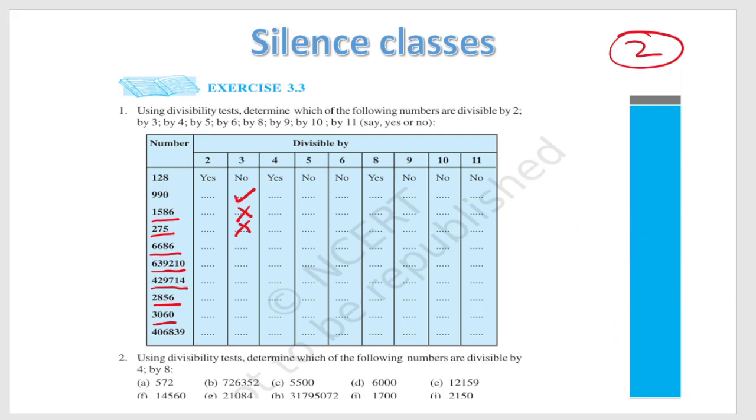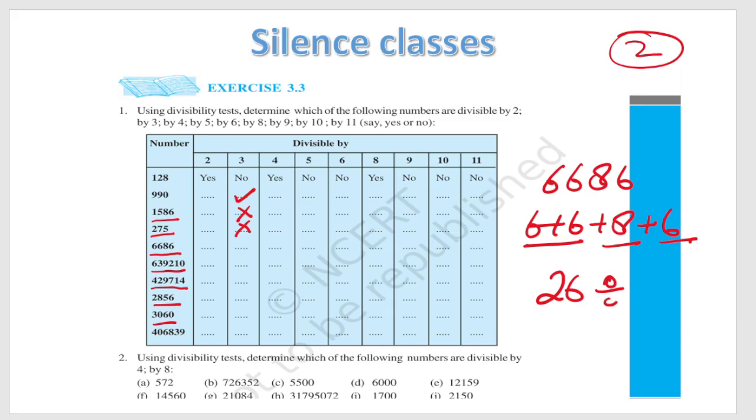The number is 6686. Let's add the number. 6 plus 6 plus 8 plus 6. 6 plus 6 is 12, plus 6 is 18, 18 plus 8 is 26, and should 26 be divisible by 3? No, it is not divisible by 3. So this number is also not divisible by 3.